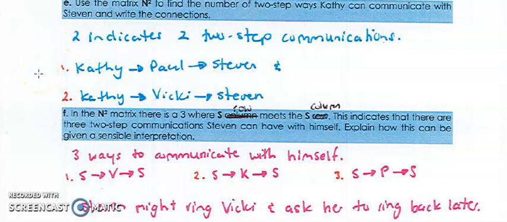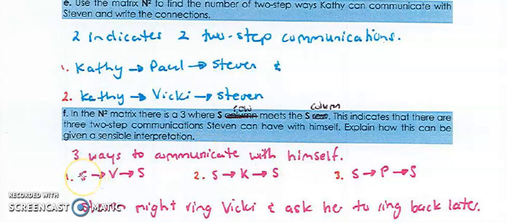And F says that in the n squared matrix, there is a 3 where the S row meets the S column. This indicates that there are 3 2-step communications Stephen can have with himself. Explain how this can be given a sensible interpretation. So 3 ways that Stephen can communicate with himself.